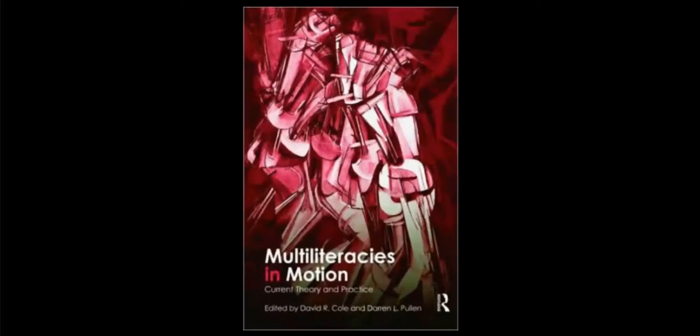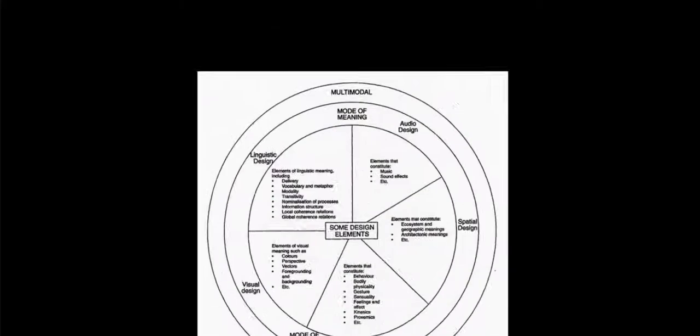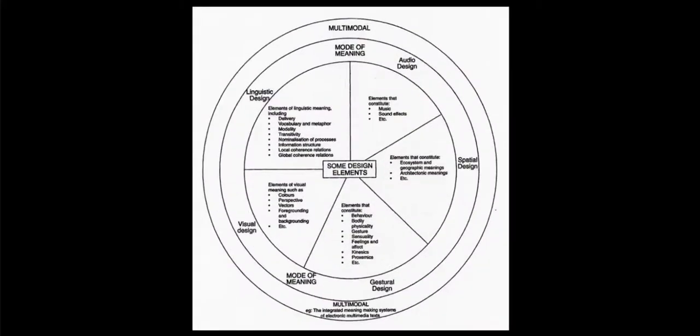Some great literature to read would be Multiliteracies in Motion, which multiliteracies is a new term that's coming out talking about multimodalities, but really looking in on that when we're teaching students, we need to be paying attention to the linguistic pieces, the audio, spatial, gestural, and the visual, and how all these pieces together is what forms real true understanding of what an individual is reading.